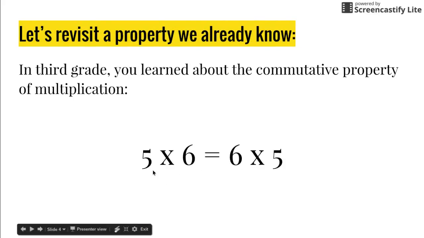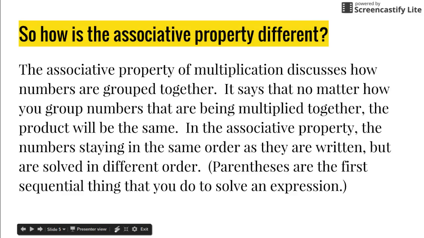So in the commutative property, you can see that these two numbers are in a certain order, and on the other side of the equal sign, they're in a different order. Okay, in the associative property, that's not true. We write the numbers sequentially the same. So they're the same order as they're written, but they're solved in a different order.